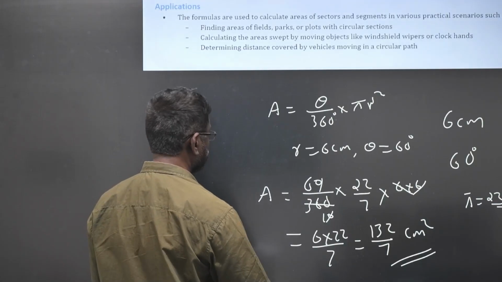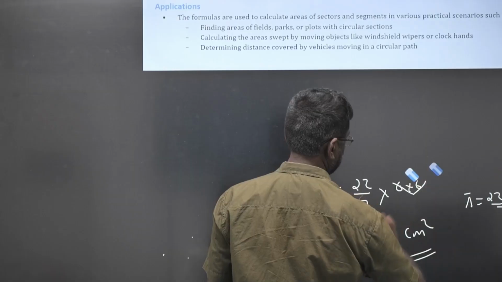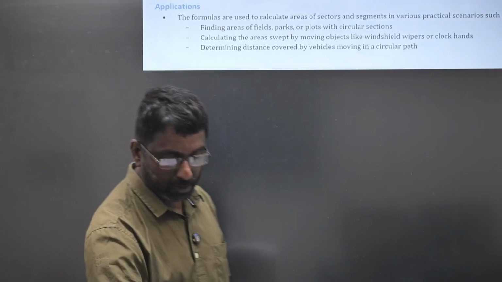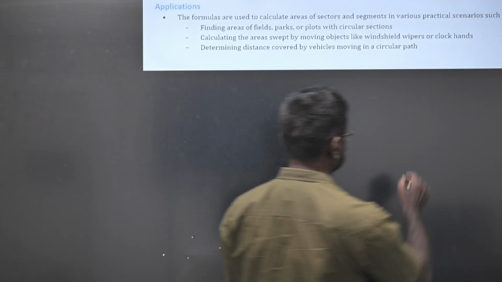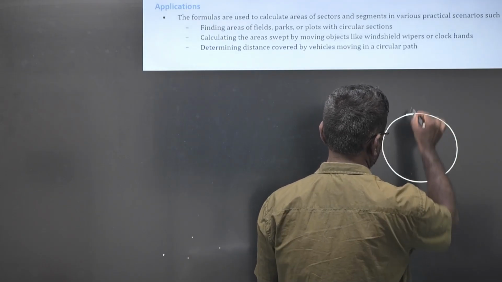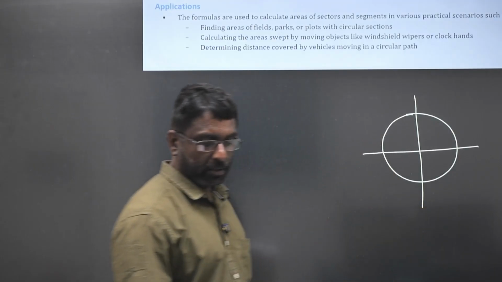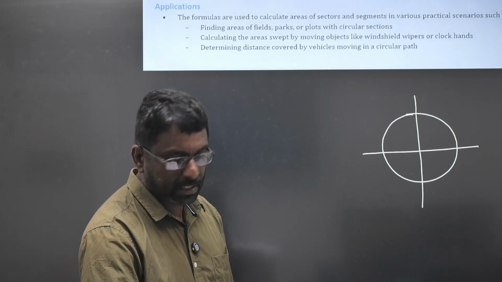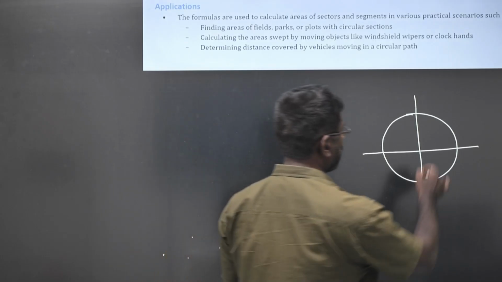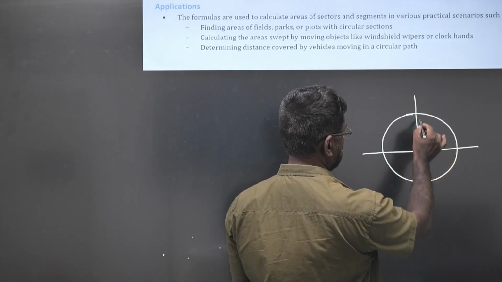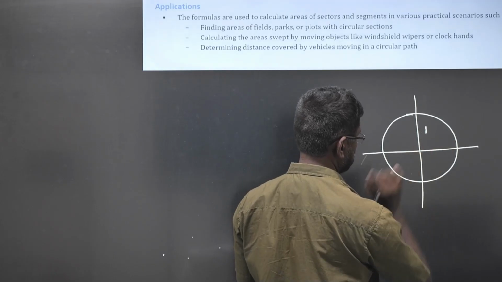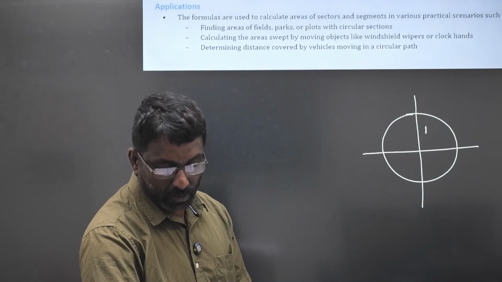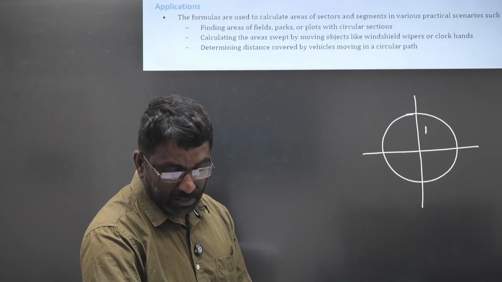Find the area of a quadrant of a circle whose circumference is 22 centimeter. There are 4 quadrants, which means the circle is equally divided into 4 parts. This is one quadrant, this is second, this is third, this is fourth quadrant. We have to find out the area of one quadrant only.